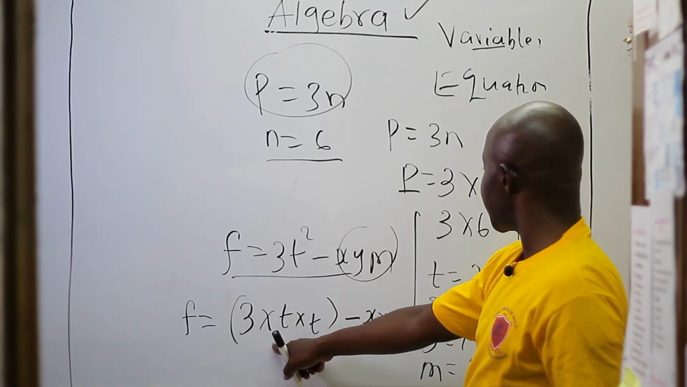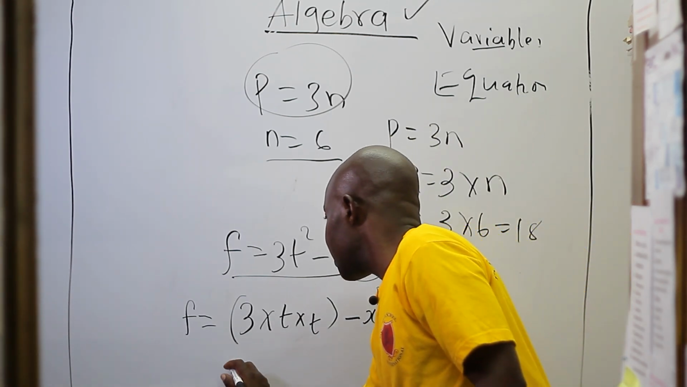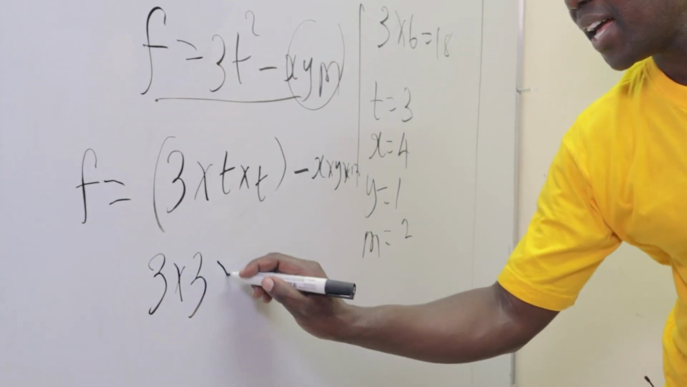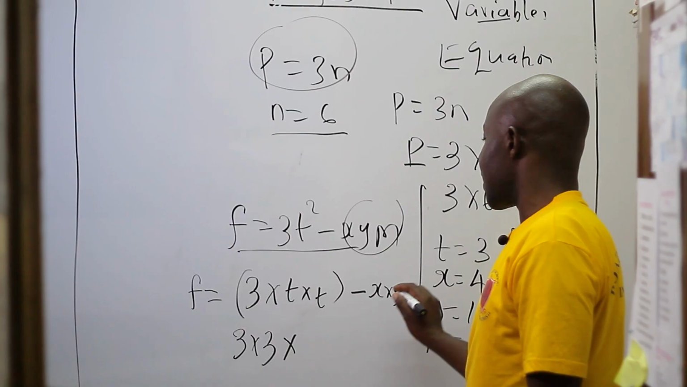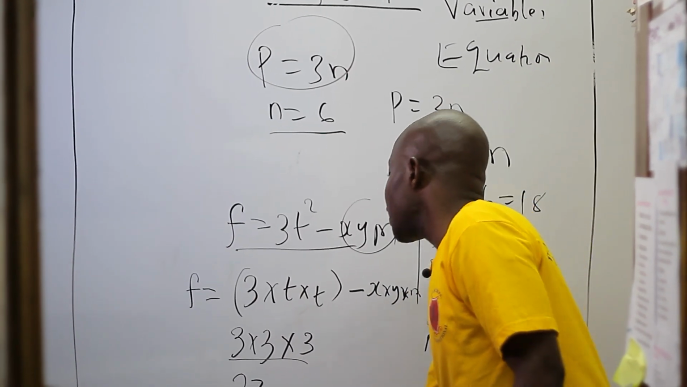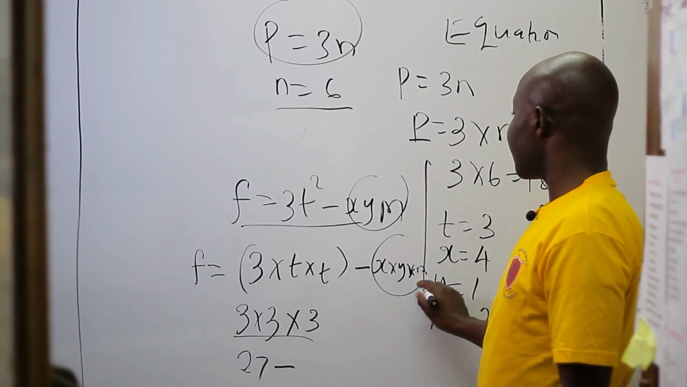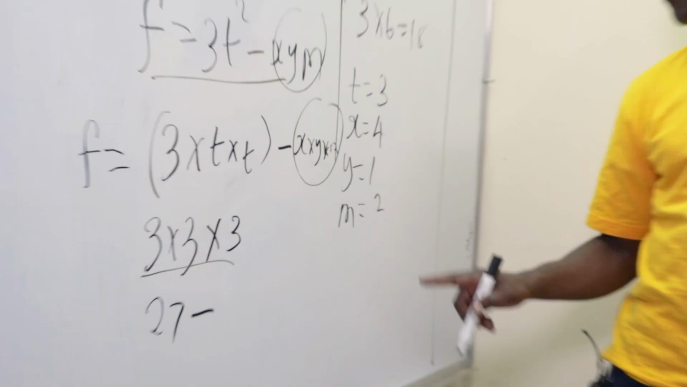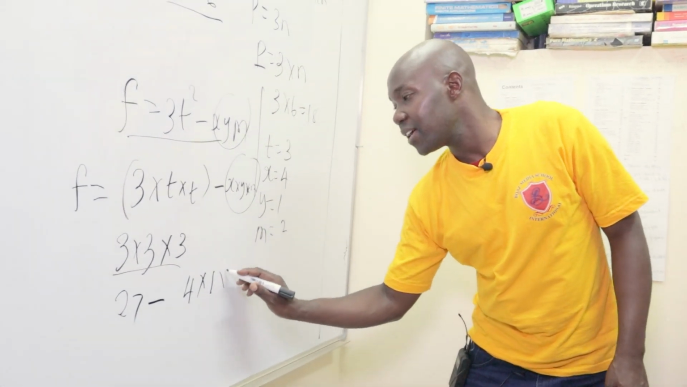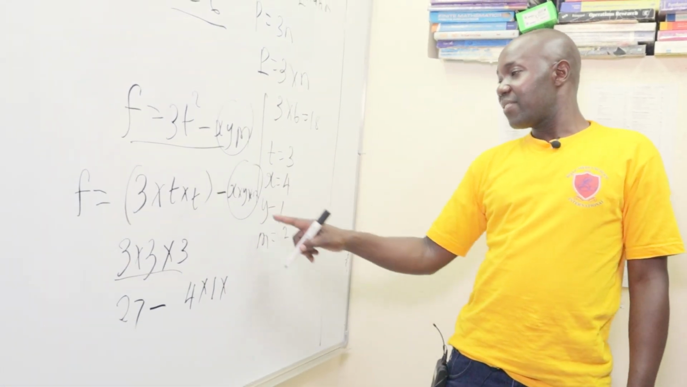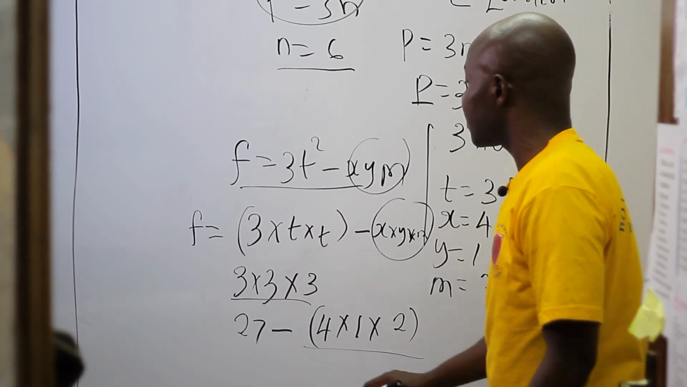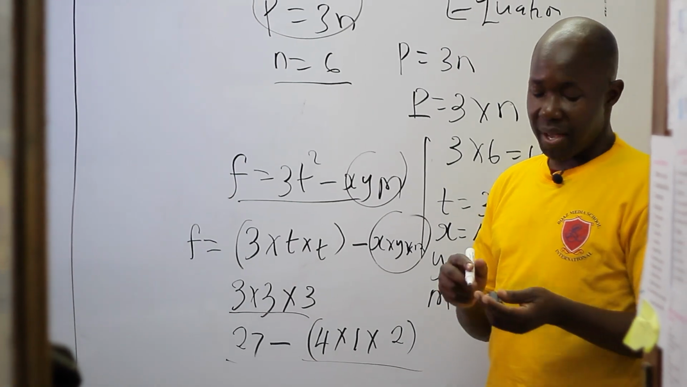And remember, my t was given to be 3. So 3, I multiply by 3, and I multiply by the other 3. So here provides 27. Then we are to minus the product of these 3, which is x, which we had to be 4. You multiply by y, which is 1. You multiply by the value of m, which is supposed to be 2. So when you get here, you simply subtract it from whatever you get in the previous.